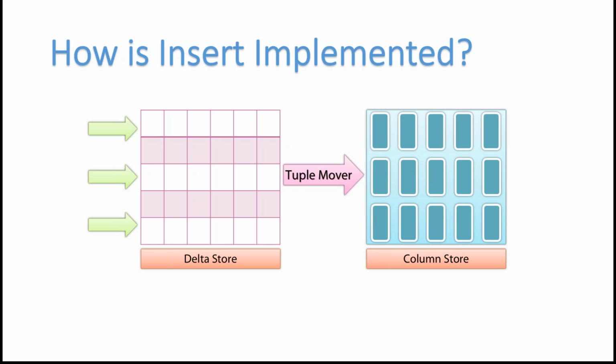So let's say you load a lot of data, something like 100 million rows. It will take some time for these 100 million rows to get into the columnstore, and you have to use other methods, and we'll talk about it. How is delete implemented?